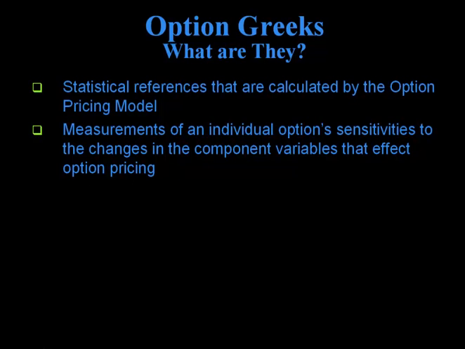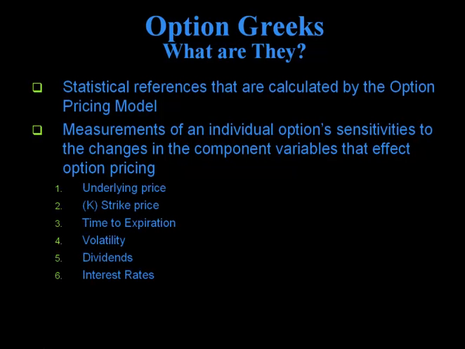And we've gone through them before. You know, the underlying security. We talked about time and the option expiration. We've talked about volatility. We've talked about interest rates. We've talked about dividends. All of these go into the option contract. Well, Greeks measure that. Greeks measure the underlying, the strike price, time to expiration, volatility, dividends, and interest rate.